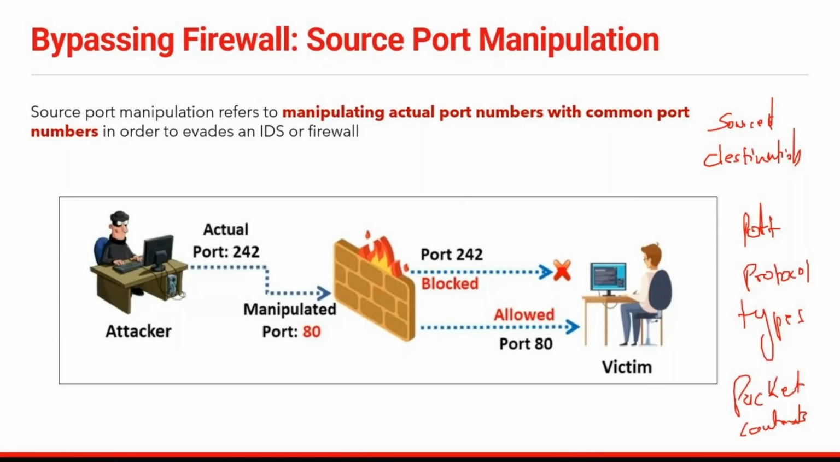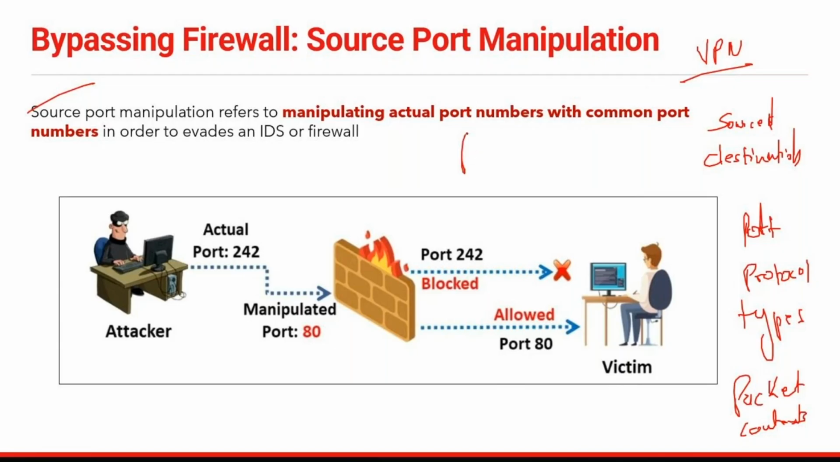Right. Now, we can do source port manipulation. Source port manipulation refers to manipulating actual port numbers with common port numbers in order to evade IDS or firewalls that we have, right? You can also use VPN to bypass the firewall. VPNs encrypt traffic, making it difficult for firewalls to inspect and block specific connections. Proxies can mask the origin of the traffic, right?